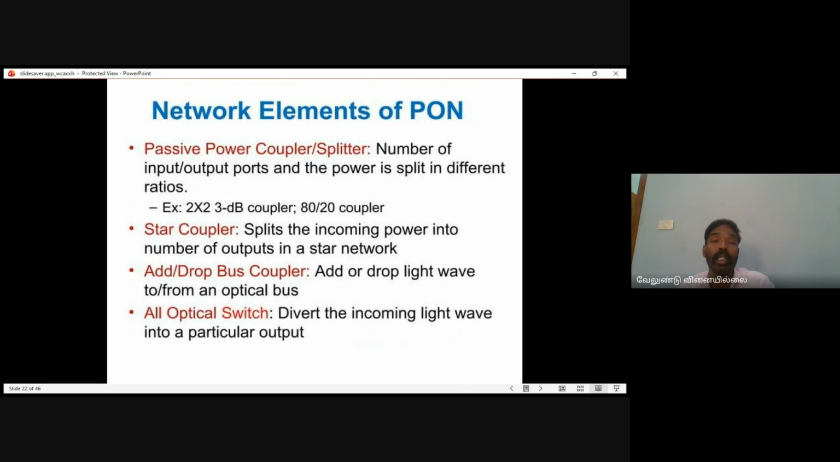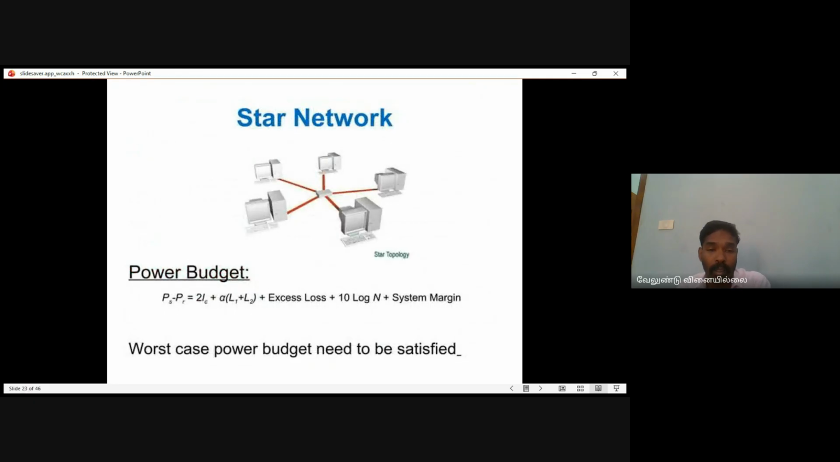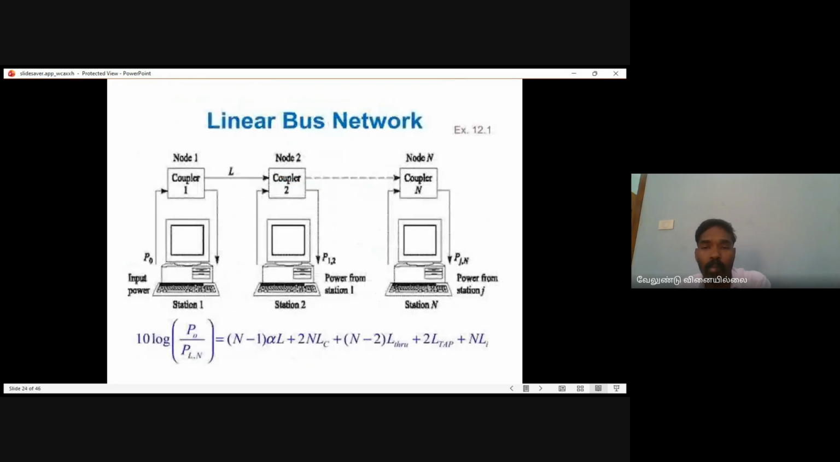The network elements of PON are very important. PON means passive optical network. So what is a coupler, splitter? Optic coupler and optic splitter, star coupler, add-drop bus coupler, all-optical switches. These are all the network elements of a passive optical network. Next is the star, the power budget and other things. A star network is very good because if any one node fails, the remaining nodes work without any trouble. It is a linear bus network that we know very well, and its loading is also given as a formula.